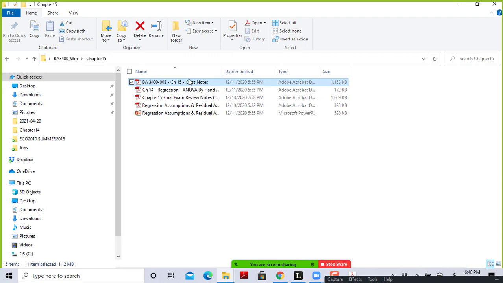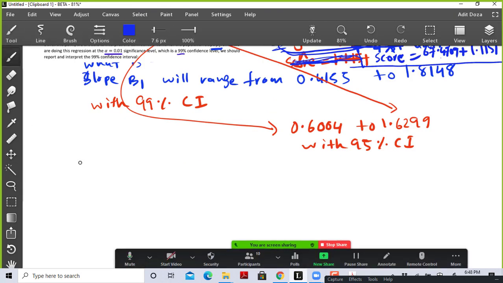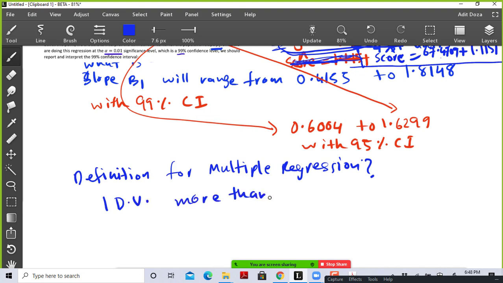Then chapter 15. I can ask the definition for multiple regression. So you have to write the definition for multiple regression, right? Can anyone tell me what is the main difference between multiple regression and simple linear regression? Here there is one dependent variable and more than one independent variable, right? More than one independent variable.